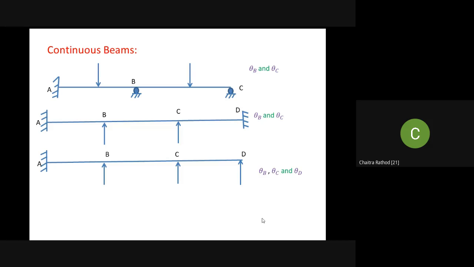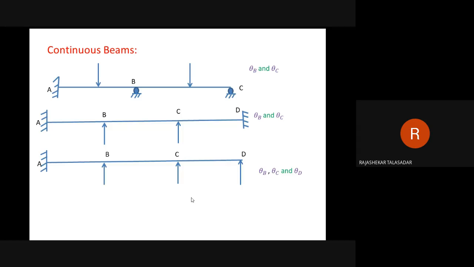Theta B, theta C, theta D. Yes, the unknowns will be theta B, theta C, theta D, or you can say rotation at B, rotation at C, rotation at D will be the unknowns. So in this topic, he will ask the questions which are having kinematic indeterminacy less than or equal to 3. Means maximum you will get 3 unknowns, not more than 3 unknowns.